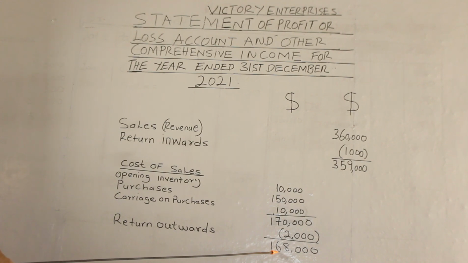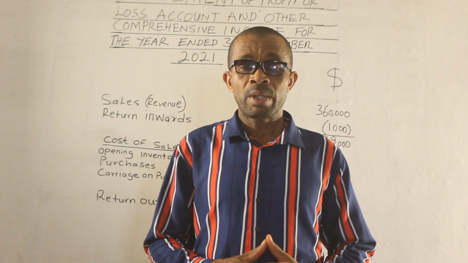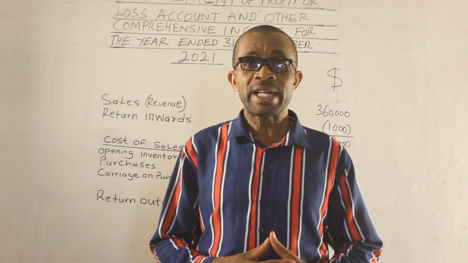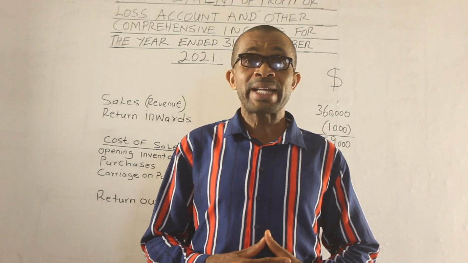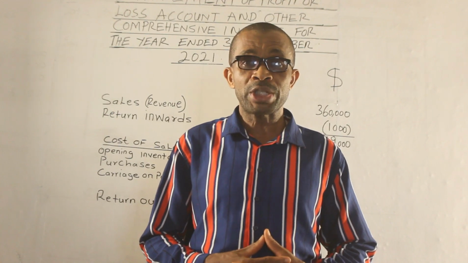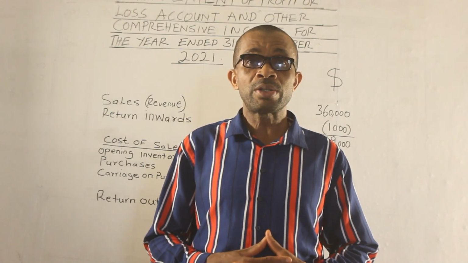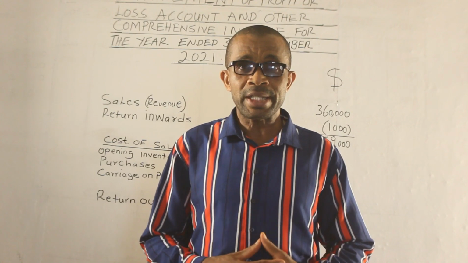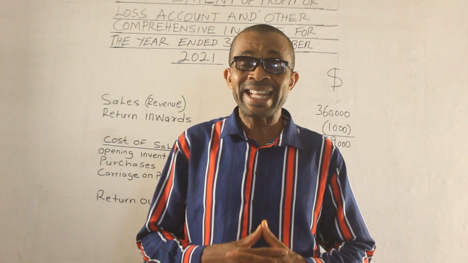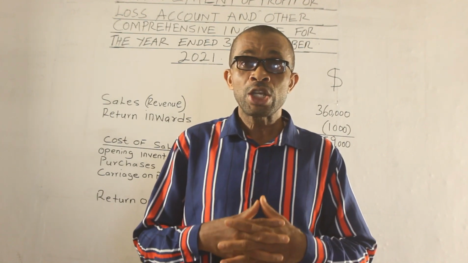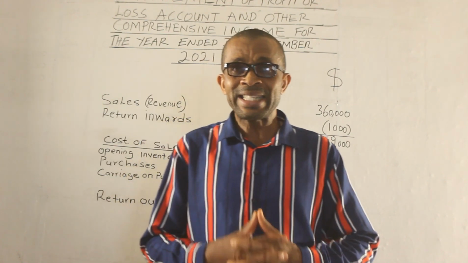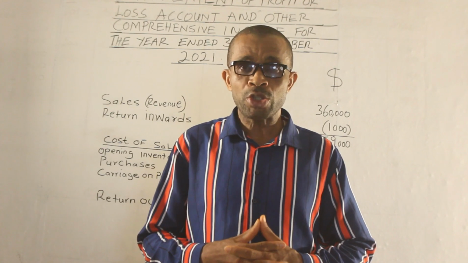That is $168,000. Now we have gotten the cost of goods available for sales as $168,000. Remember that this is made up of opening stock plus purchases plus carriage on purchases less returns outwards. The question is this: was all these goods of $168,000, which represents goods available for sale, was all of them sold? We can find out this by investigating our stock.